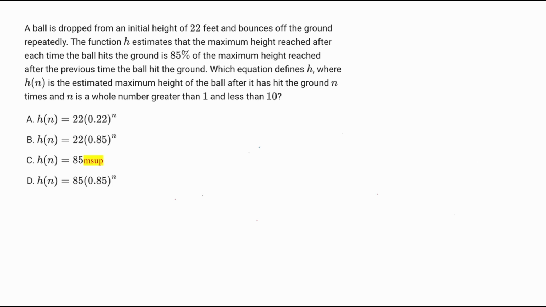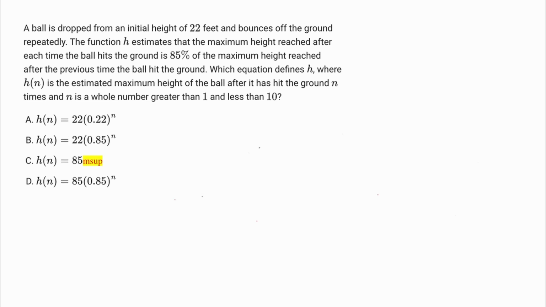A ball is dropped from an initial height of 22 feet and bounces off the ground repeatedly. The function h estimates that the maximum height reached after each time the ball hits the ground is 85% of the maximum height reached after the previous time the ball hit the ground. Which equation defines h, where h of n is the estimated maximum height of the ball after it has hit the ground n times, and n is a whole number greater than 1 and less than 10.